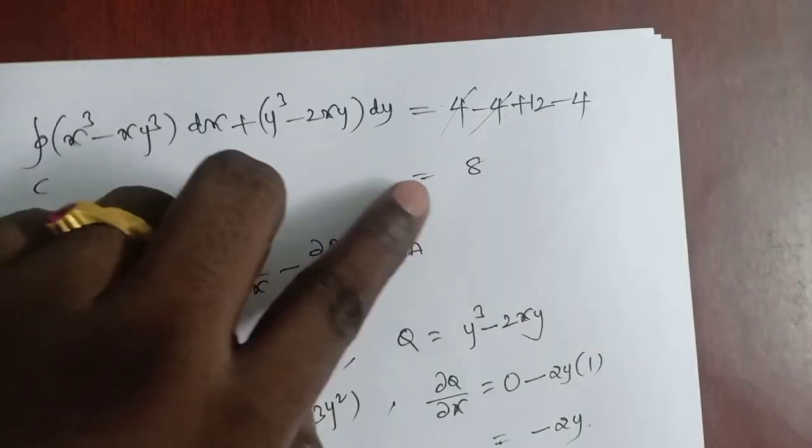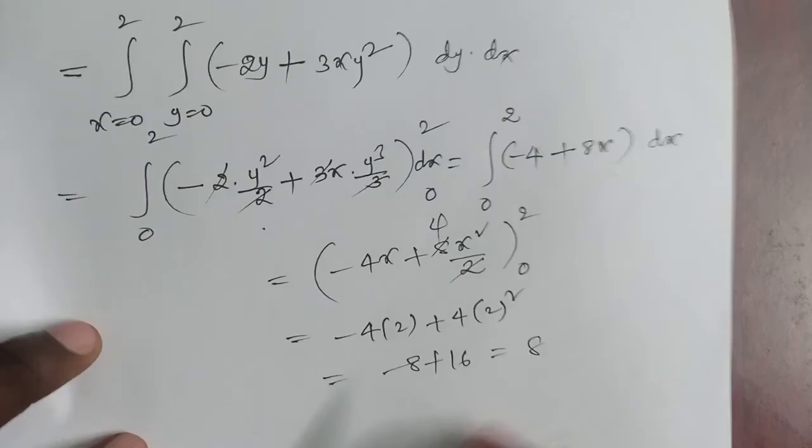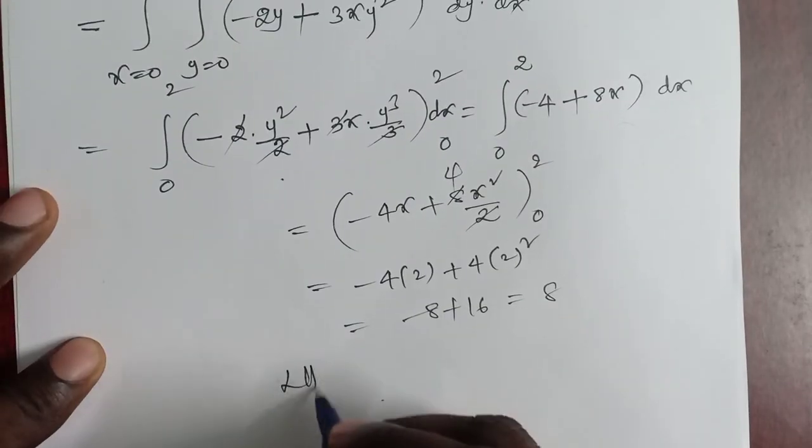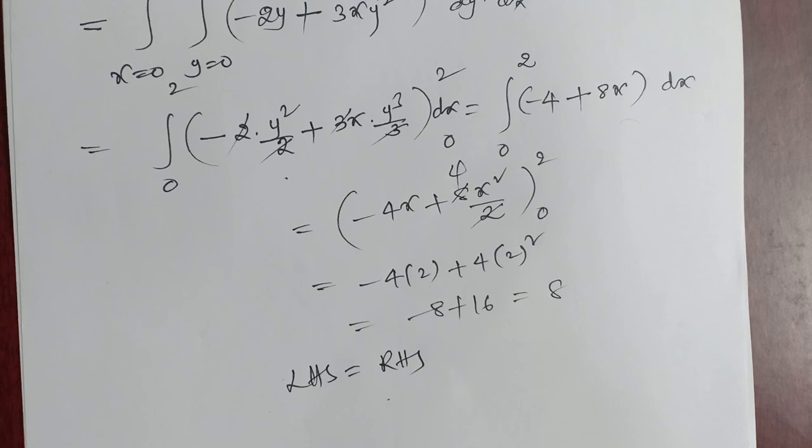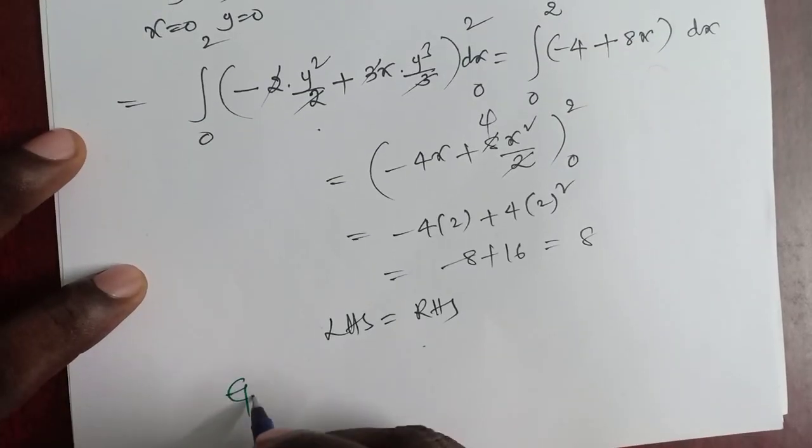Coming to the line integral, what we get? 8. Coming to Green's theorem, what we get? 8. Since LHS equals RHS, Green's theorem is verified.